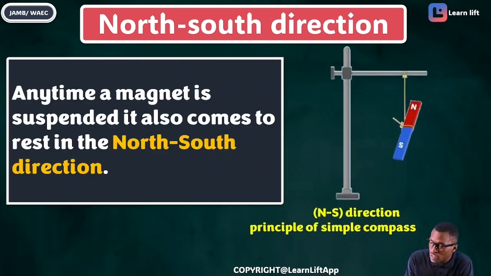Anytime a magnet is suspended, it comes to rest in the north-south direction. Look at it. This is the north-south. You can see it does not lie horizontal. It comes to lie in the north-south direction. That's what we call the principle of compass. Everybody, what is the principle of compass? That a magnet will come to rest in the north-southward direction.